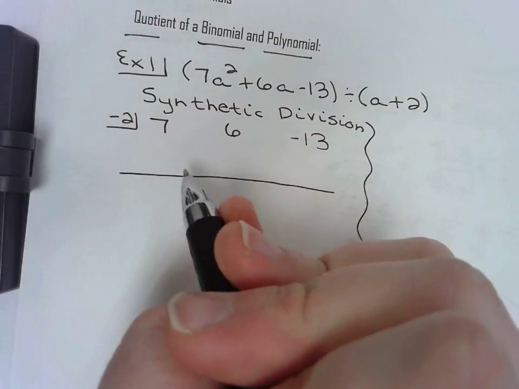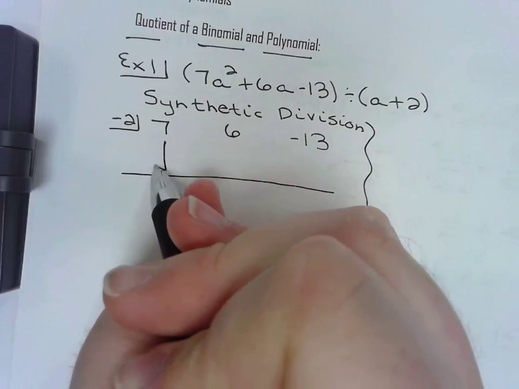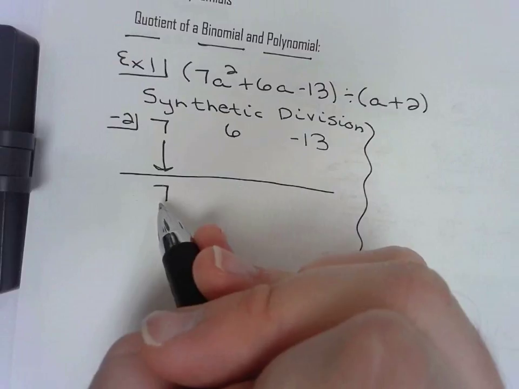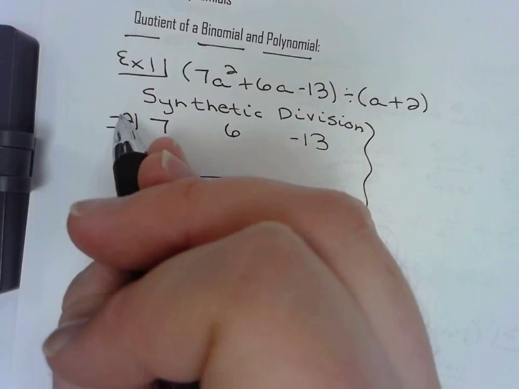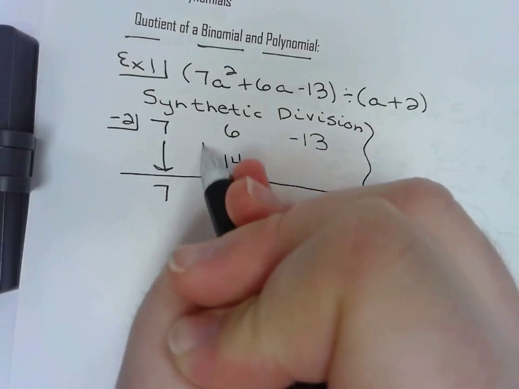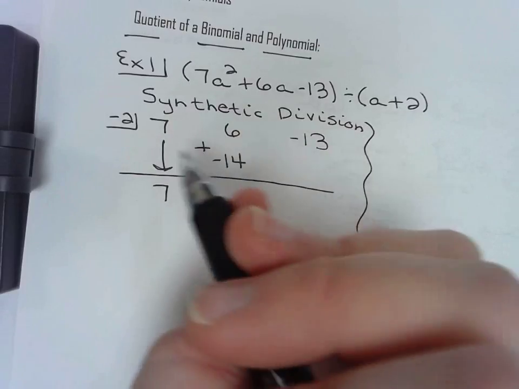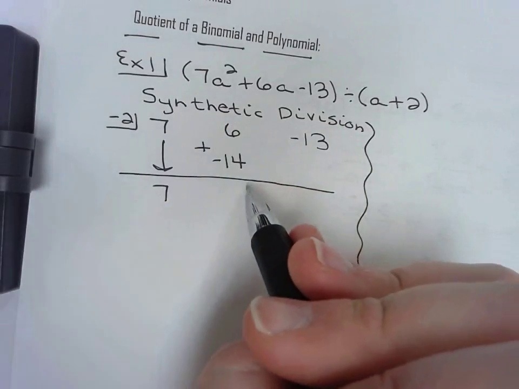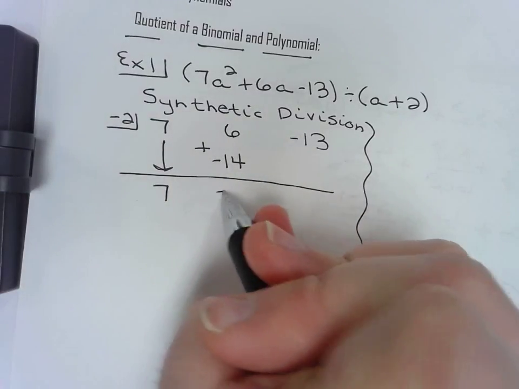So, to start synthetic, do I remember? Bring down the 7. What do I do with the 7? 7 times the number in the box. 7 times negative 2? Negative 14. We put that underneath the 6. So there's kind of an exact procedure. So if 7 comes down, multiplied by negative 2, that goes under the next number, and then I add 6 plus negative 14. Negative 8.